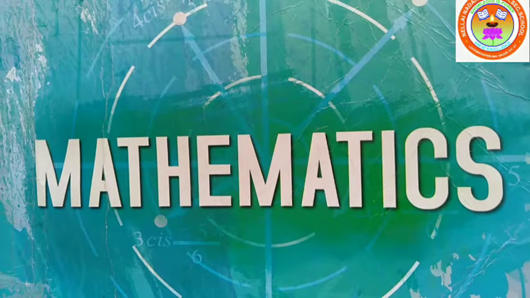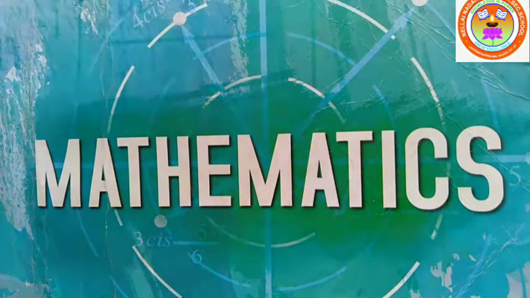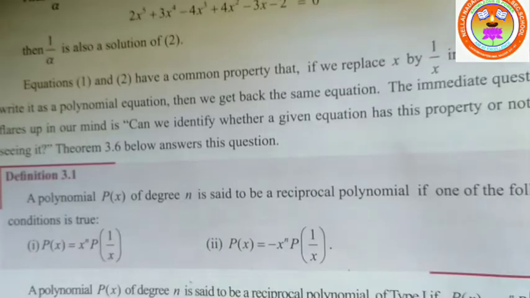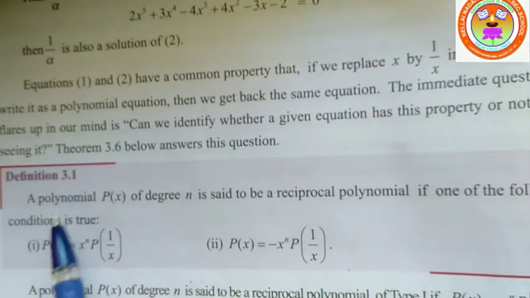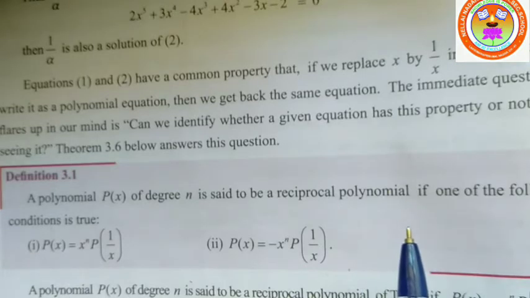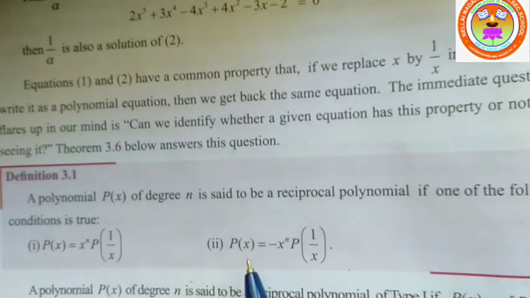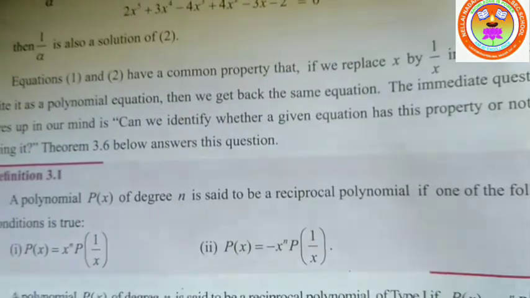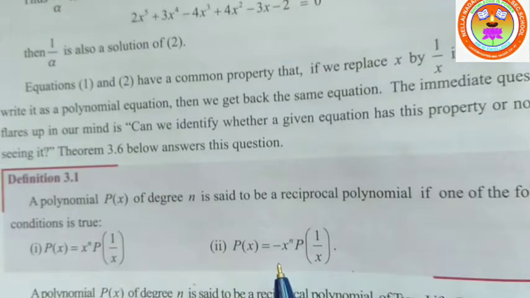Under reciprocal equations, we have two types. A polynomial p of x of degree n is said to be a reciprocal polynomial if it satisfies either p of x is equal to x raised to n into p of 1 by x, or p of x is equal to minus x raised to n into p of 1 by x. So these two types fall under reciprocal equations.